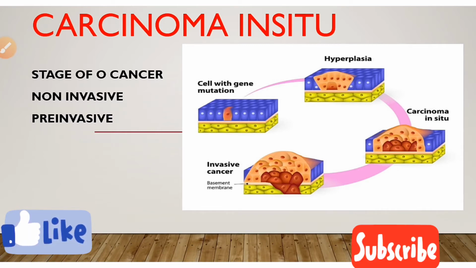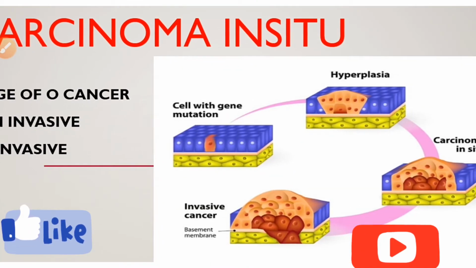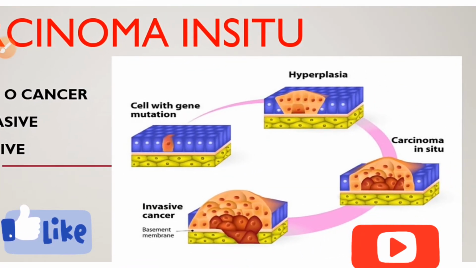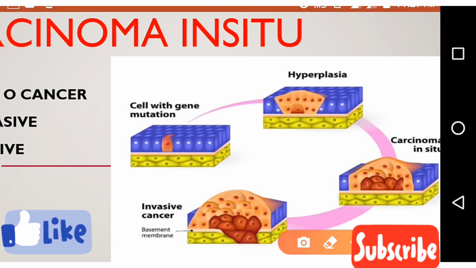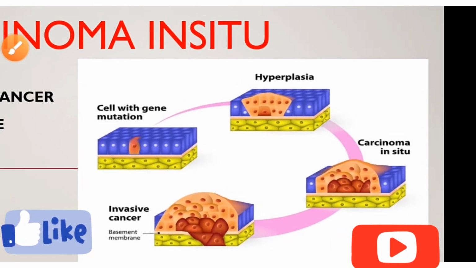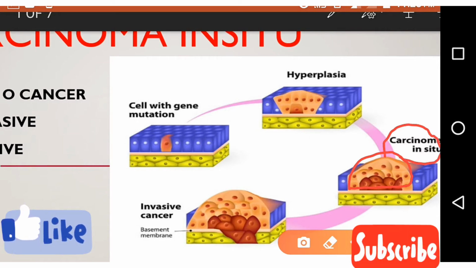You can see in the picture, there's a mutation in only one cell, and it undergoes hyperplasia. That is, the number of cells increases rapidly as time goes. This hyperplasia eventually turns into carcinoma in situ. You can see the whole of the epithelium is being affected here, and this stage is called carcinoma in situ. After this stage, it eventually turns into cancer cells.